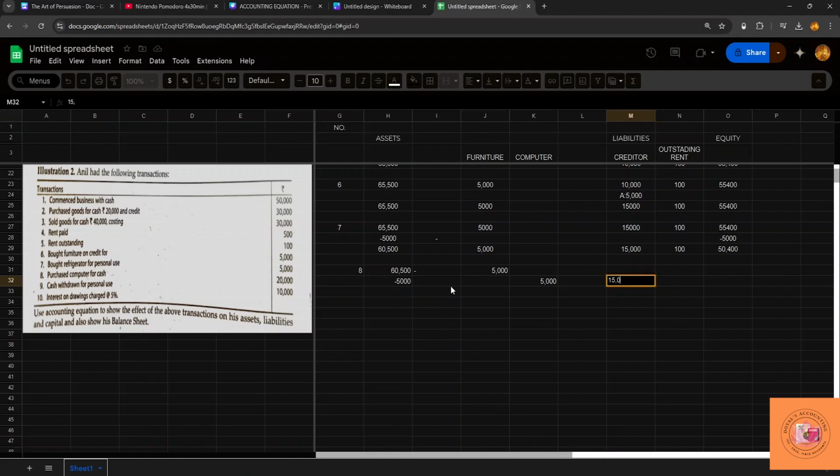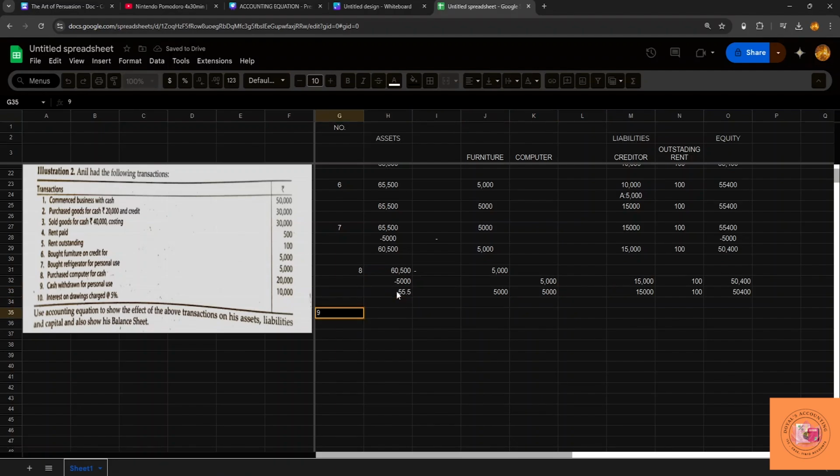Creditors will still remain 15,000. Outstanding rent 100. And under capital, we'll have 50,400. And under equity, we will have 55,500 on both sides. Okay.